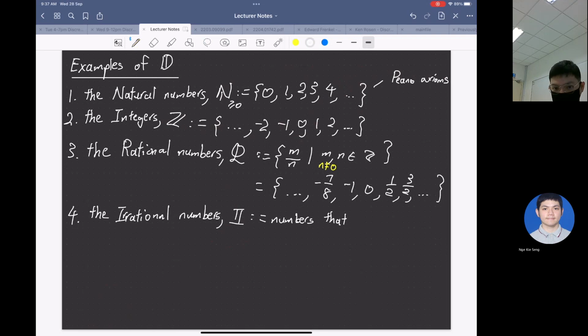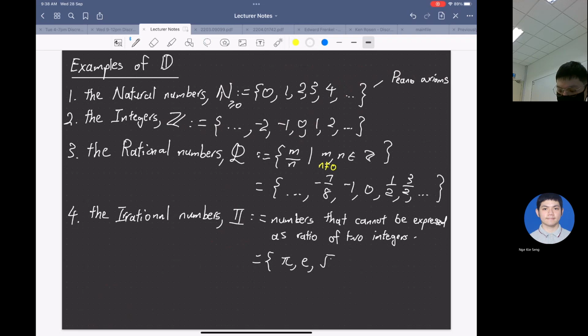And there's some story of the undefined stuff. So cannot be. Let's make sure it's not integers. So for example, you have pi, e, square root 2.